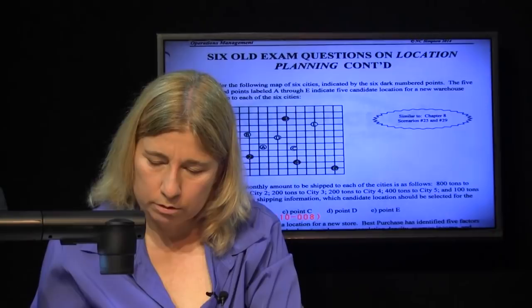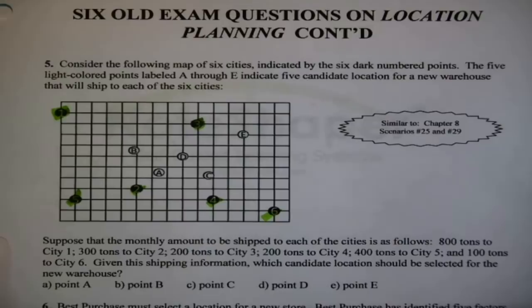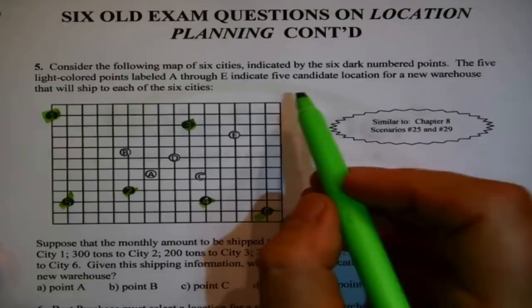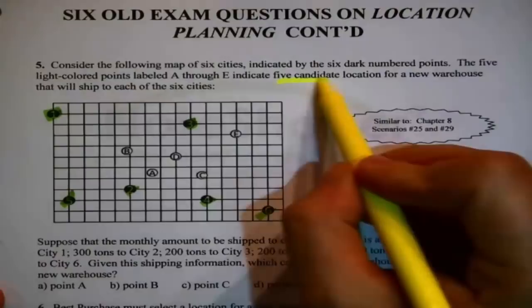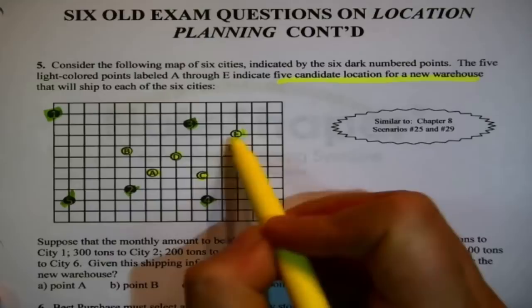Okay, question 5. Consider the following map of 6 cities, indicated by 6 dark number points. For instance, that one, this one, or this one. The 5 light-colored points labeled A through E are 5 candidate locations for a new warehouse, meaning you could put it here, here, here, here, or here, that will ship to the 6 cities. So we're going to pick one of these points and figure out from that point we are going to ship to the cities. All right.